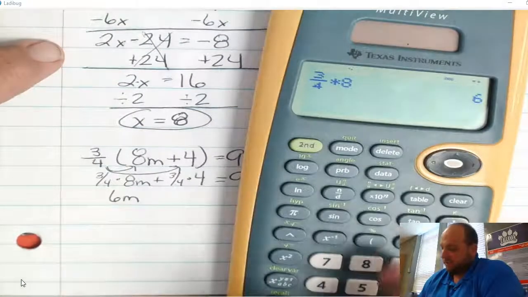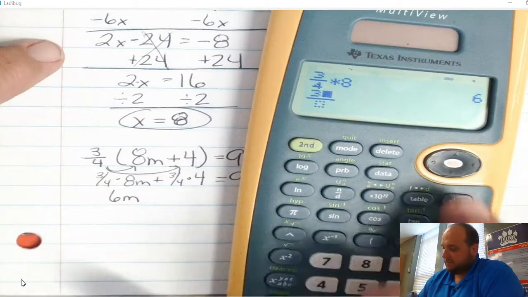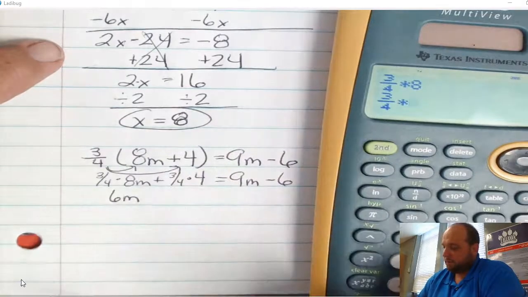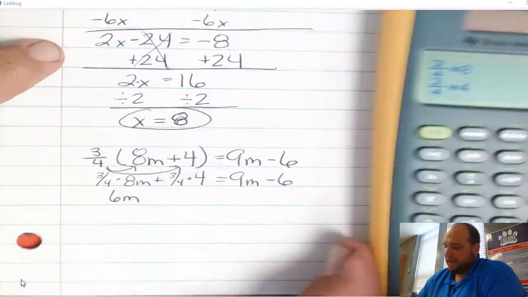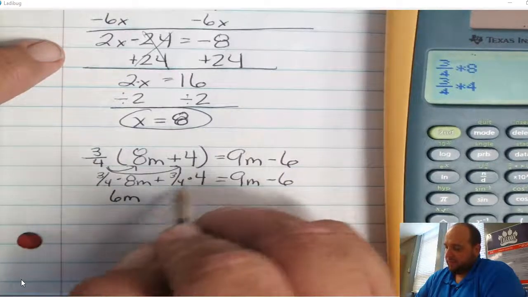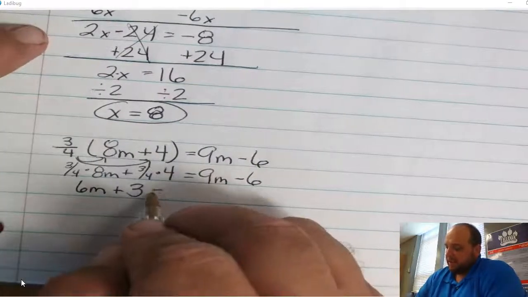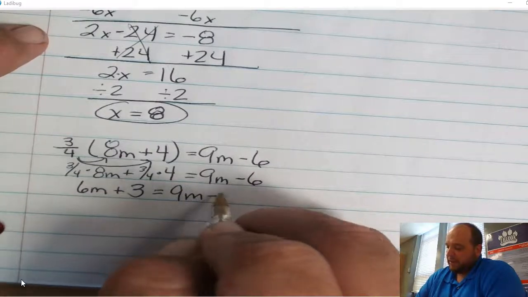Now I'm going to take 3/4, and I'm going to multiply it by 4, and I get an answer of 3. It's a positive 3 or a plus 3. Okay. So now I have 6m plus 3 equals 9m minus 6.